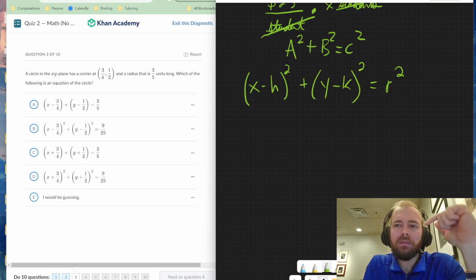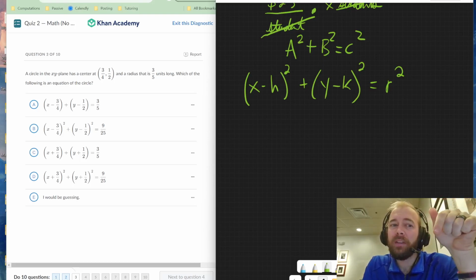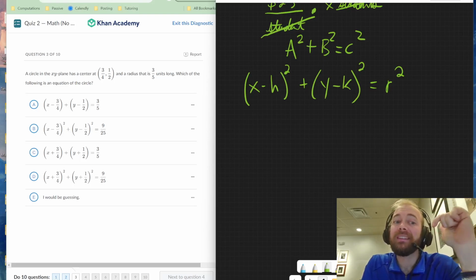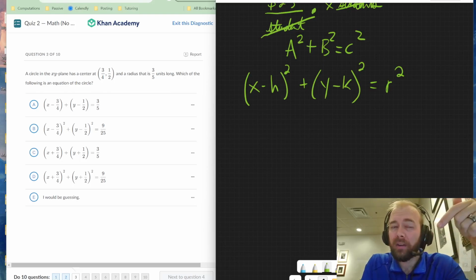And the other thing is that it's r squared. So if they say the radius is 3/5, the right side is not equal to 3/5, it's equal to 3/5 squared. So 3 squared and 5 squared, which would be 9/25. So the answer is B.